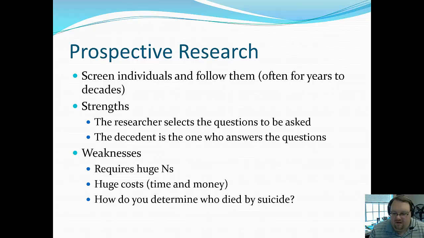The problem is it takes a ton of people, and here we're referring to the number of people that are required for a study. It takes massive amounts of people. With that, it has huge costs, both time and money. And also, as I mentioned, with this, you have to determine who actually died by suicide. For some countries, that's easy to do. Here, that's usually harder. There are ways to do it, which we won't go into, but it is more challenging.